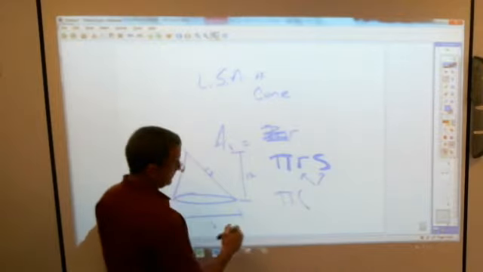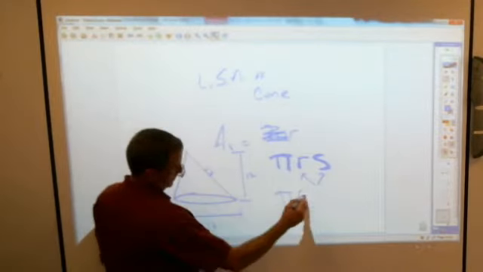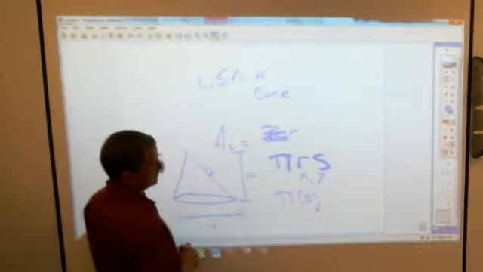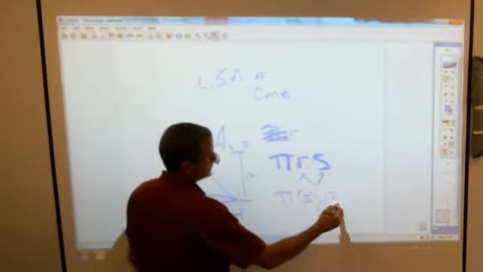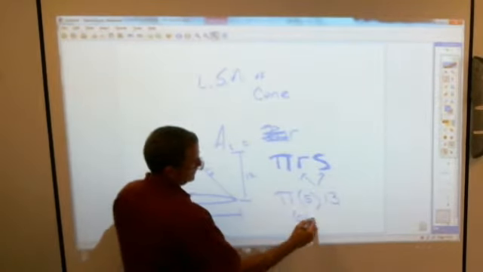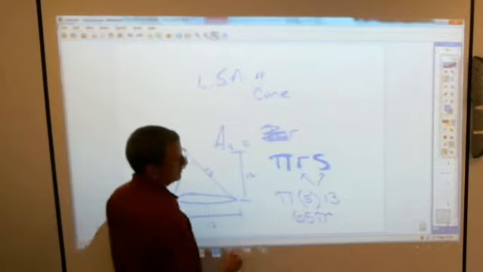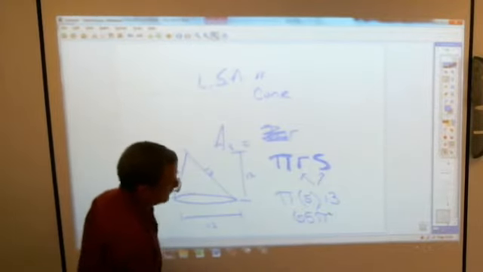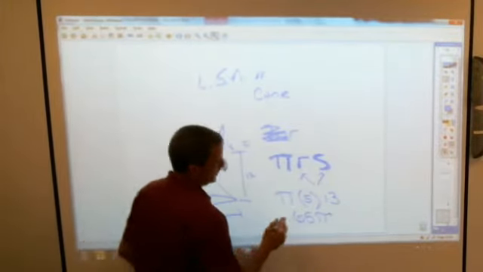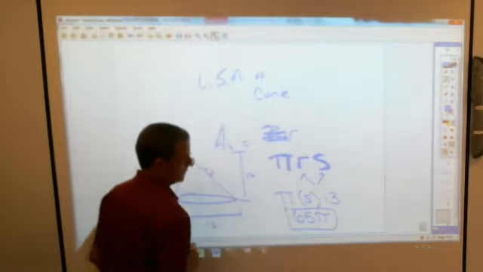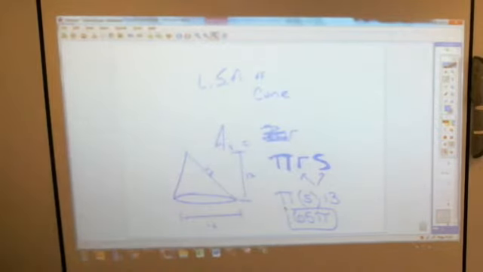Pi, what's the radius? 5. What's the slant height? 13. So it is 65 pi. In terms of pi, I'm not even going to do it out. Someday I'll let you use a calculator. 65 times 3.14.